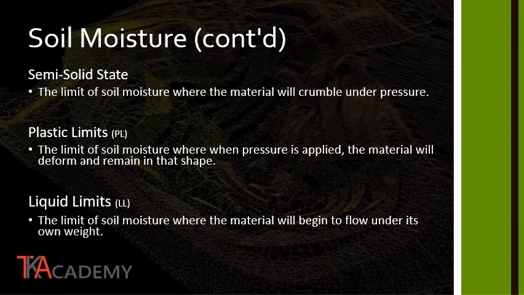According to the Atterberg limits, a soil is in a semi-solid state when the limit of soil moisture is to where the material will crumble under pressure. The soil's plastic limit, which is represented by the letters PL, is the limit of soil moisture where, when pressure is applied, the material will deform and remain in that shape, very similar to a clay. The soil's liquid limit, which is represented by the letters LL, is the limit of soil moisture to where the material begins to flow under its own weight or perform like a liquid.